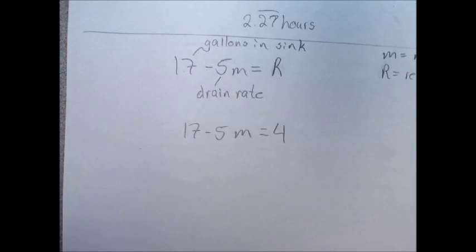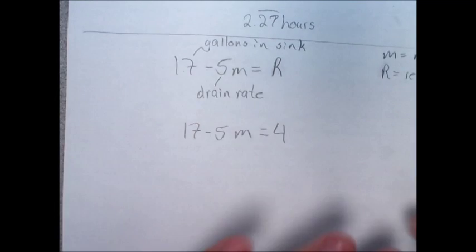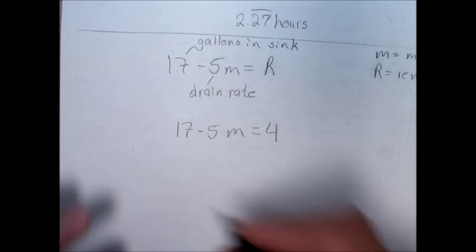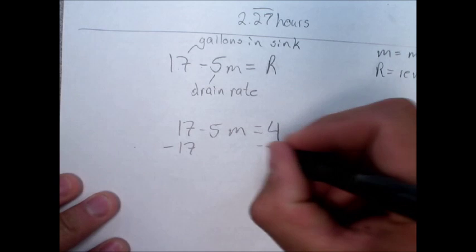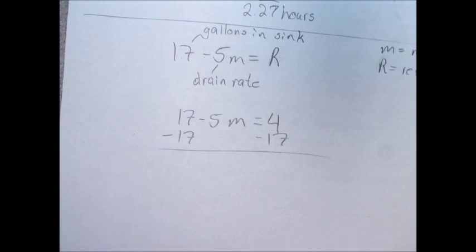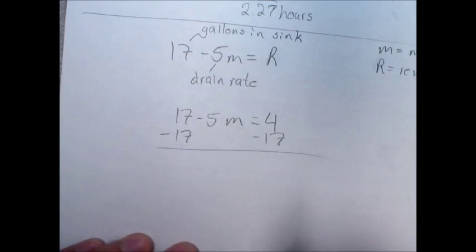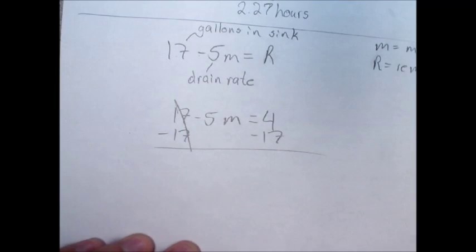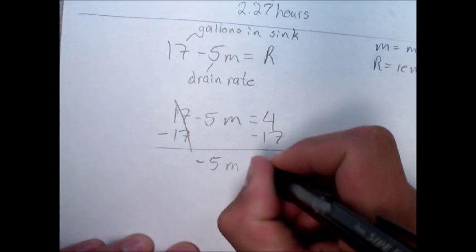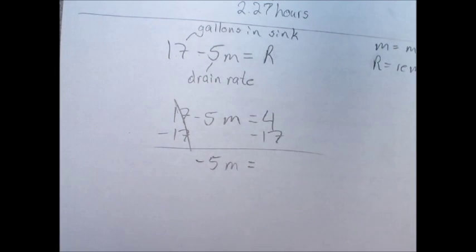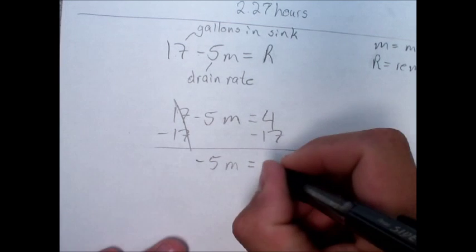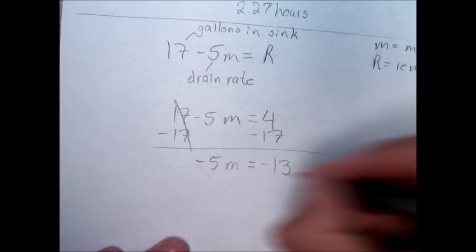So, here we go. What do I do first? Minus 17 on both sides. I agree. This is what I will probably end up telling you multiple times. Get all of the things with variables on one side, get everything that doesn't on the other. So, this is part of the everything else, so we're going to put it on the other side. Of course, those cancel. I'm left with negative 5m on the left. Now, this is going to equal 4 minus 17. 4 minus 17 is negative 13. Good?